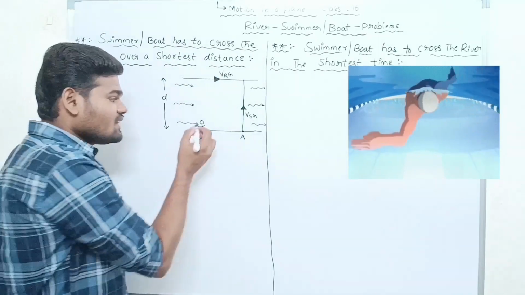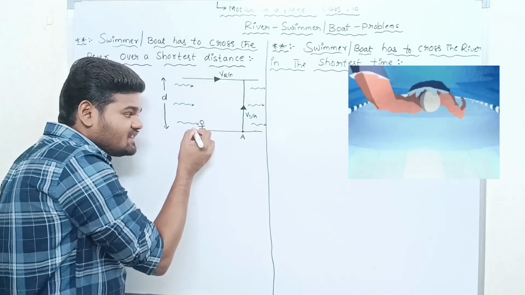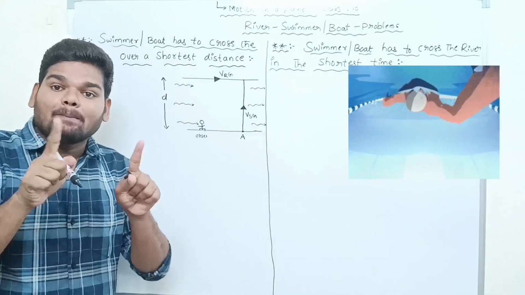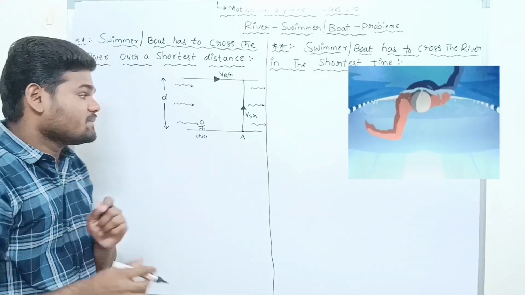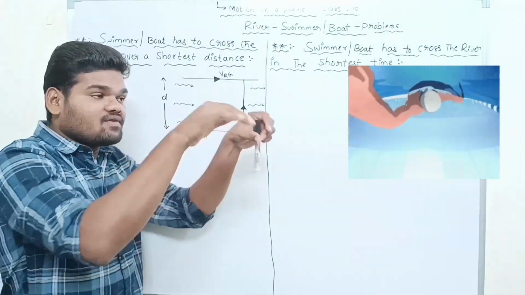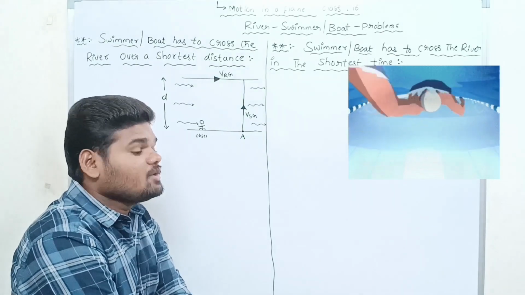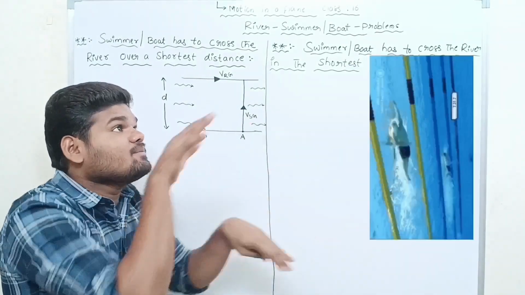Because he is inside the frame now, with respect to him the velocity of river with respect to ground becomes zero. That means whenever the water is flowing like this, you are sitting inside the water on the ground and observing the swimmer. So he is swimming like this.